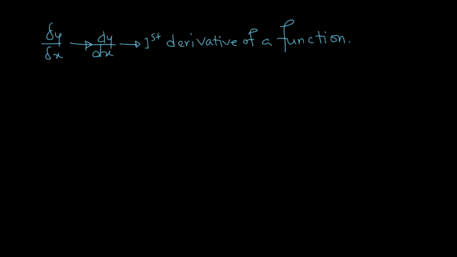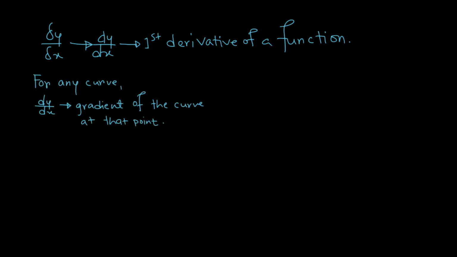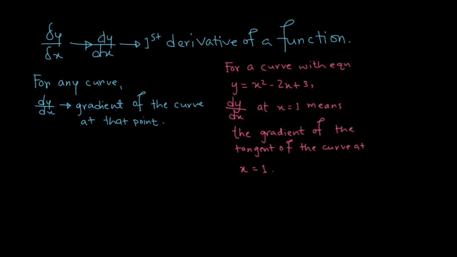We also write delta y by delta x as dy by dx. dy by dx is also known as the first derivative of the function. For any curve, dy by dx represents the gradient of the curve at that point. For example, for a curve with equation y equals x squared minus 2x plus 3, dy by dx at x equals 1 represents the gradient of the tangent of the curve at x equals 1, or the gradient of the curve at x equals 1, which is the same thing.